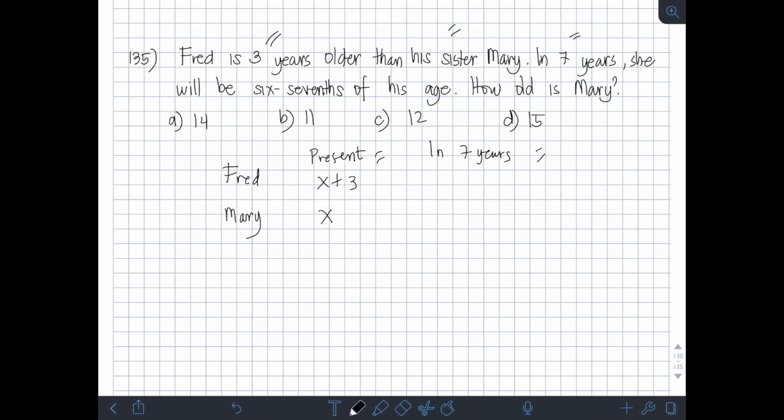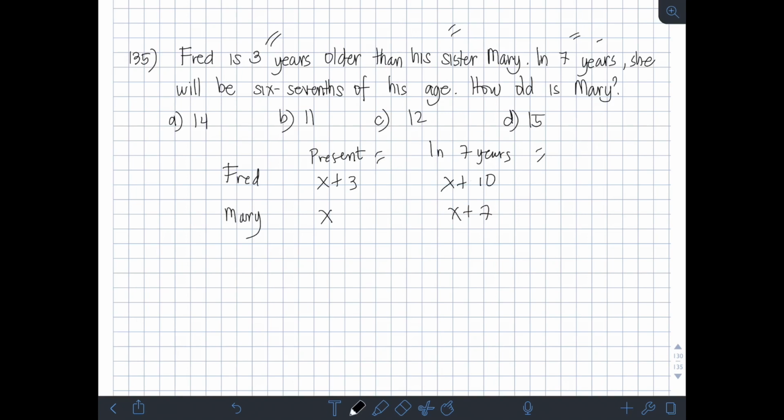Kapag past naman, magsusubtract tayo. So, since in 7 years, aadan natin itong age nila pareho ng plus 7. So, for Fred, x plus 3 plus 7 or x plus 10 na, right? Then, si Mary, x plus 7.